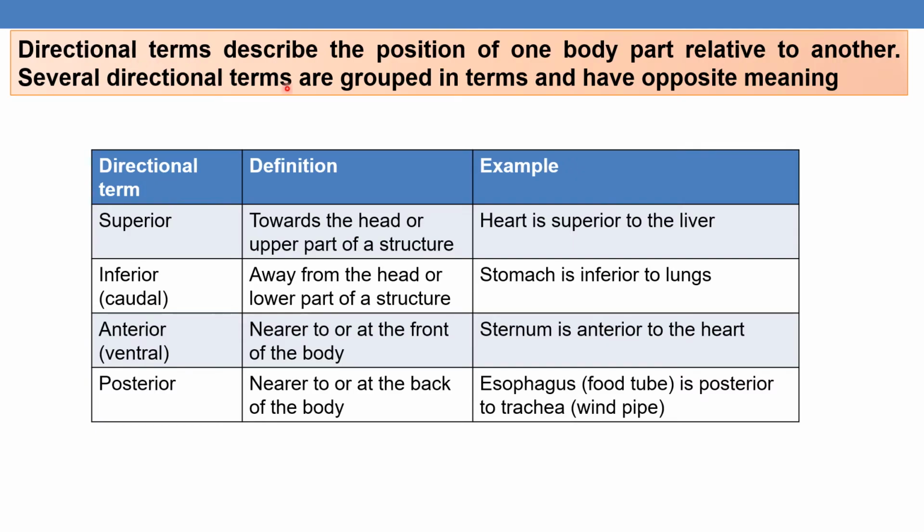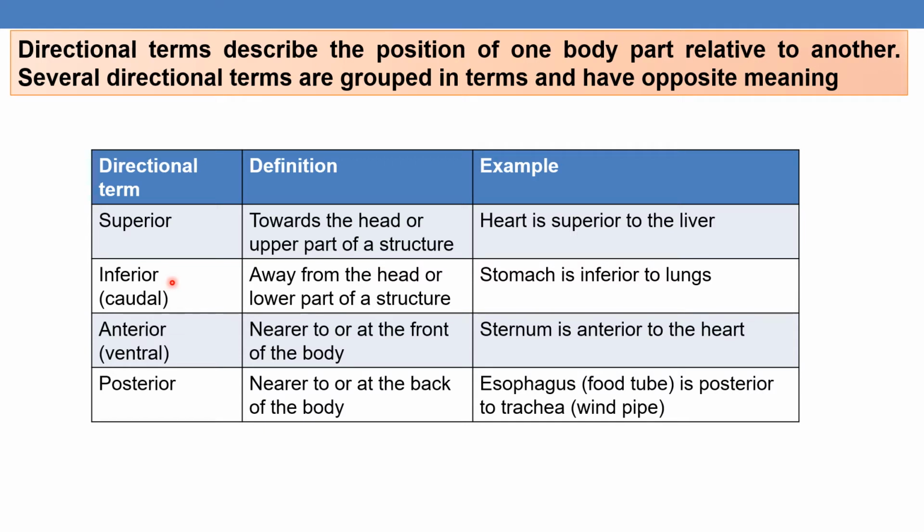The directional terms describe the position of one body part relative to another, and several directional terms are grouped in pairs and have opposite meaning. So first let us discuss superior. What is superior? The definition is towards the head or upper part of the structure. So whenever we refer to something as superior, it indicates that it is towards the head or it is upper part of a particular structure. For example, heart is superior to liver. That is, heart is towards the head when you consider it relative to liver.